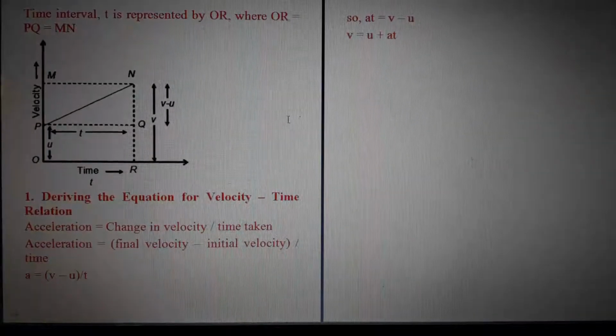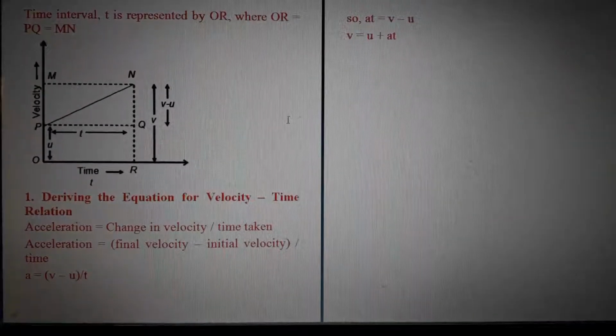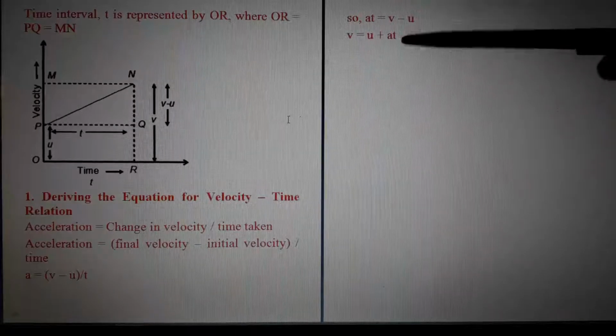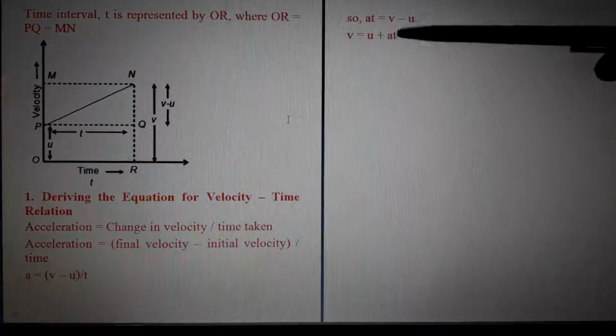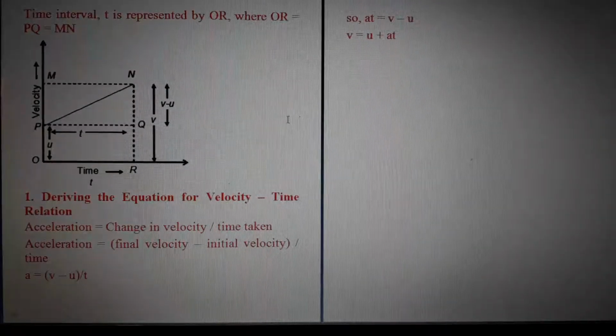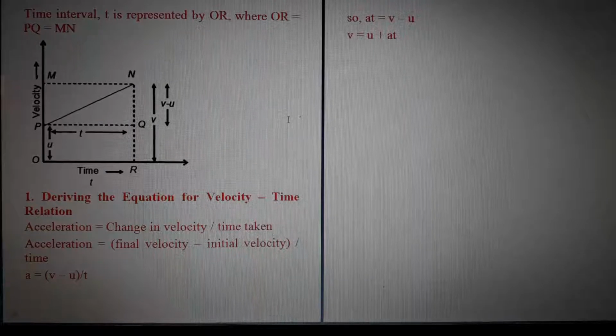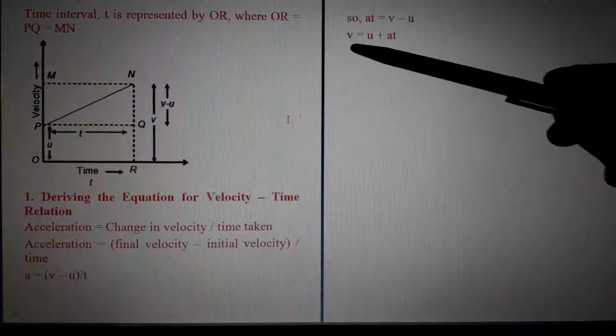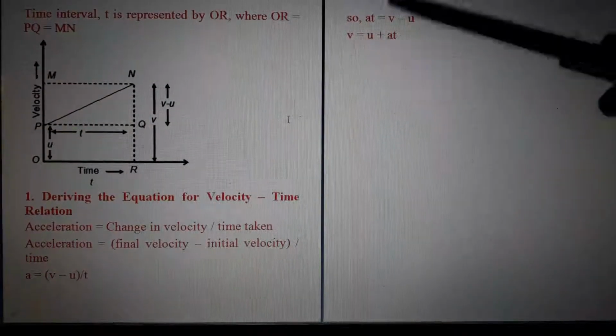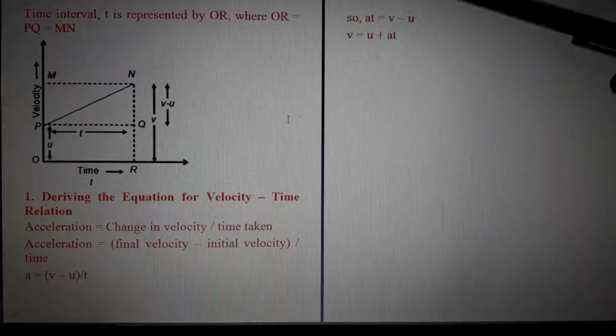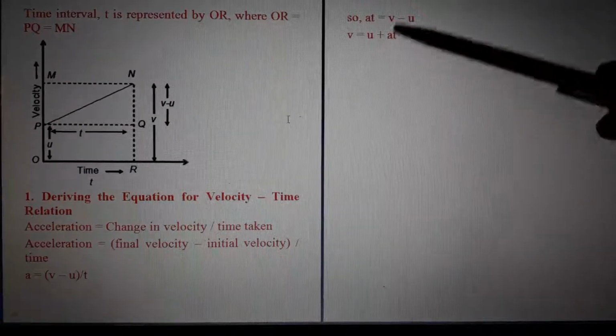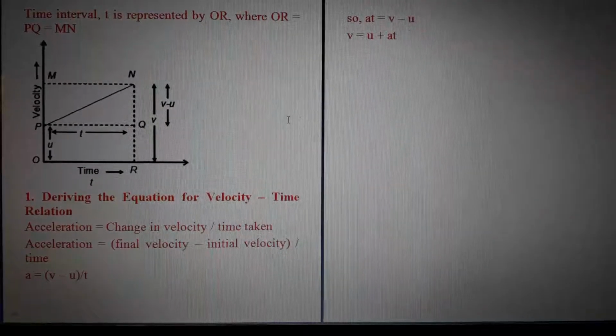And from that equation we are deriving the first equation of motion. In the first equation of motion, what all things we can get? We can get the value of final velocity, the value of initial velocity, the value of acceleration, and the value of time.